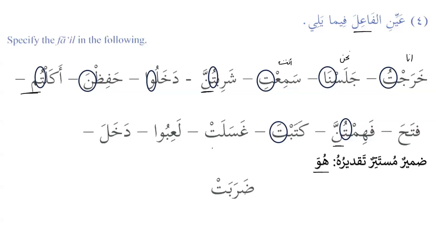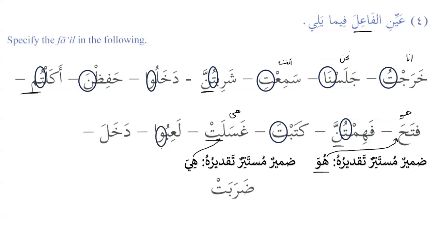Ghasalat, again ta sakin, ta ta'nith. This is used for the feminine. So if this is used for the feminine, then where is the doer? Again, damirun mustatirun, taqdiruhu hiya. So for feminine we say hiya, and of course for masculine we say huwa. So in fataha, basically it is huwa fataha. So huwa is the mustatir, and in ghasalat, hiya is the mustatir. It is the hidden damir inside it.